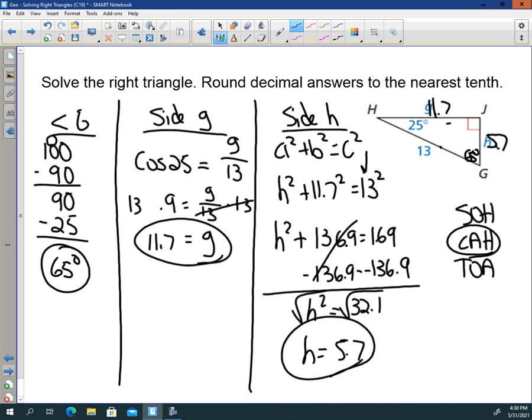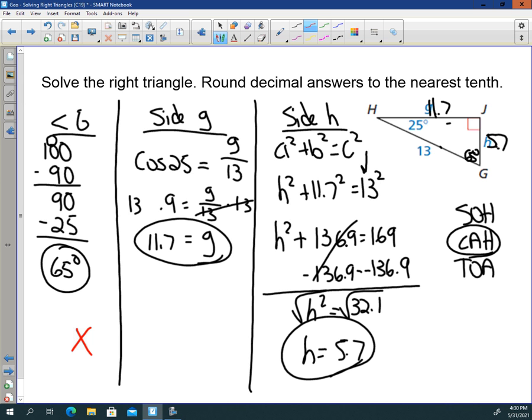Boy, this board isn't working very well. There we go. So as you can see, it all kind of depends on what you need, what tool you're going to use. You're always going to use some combination of the triangle sum theorem, which is this one. Because if you take the angles and you subtract from 180, you get the other angle. If you have two angles, you can get a third.